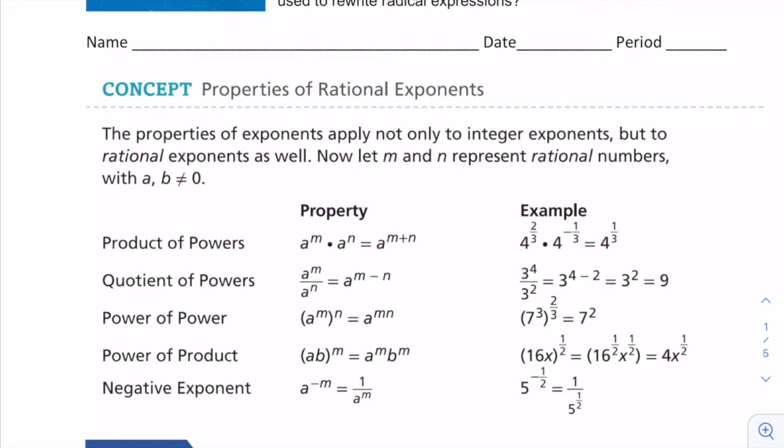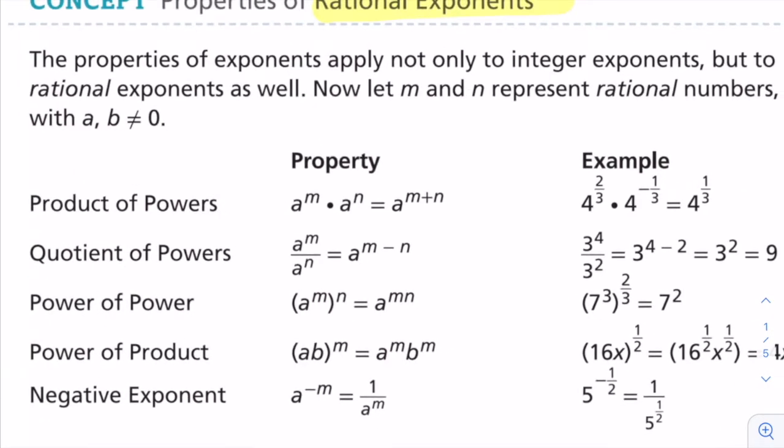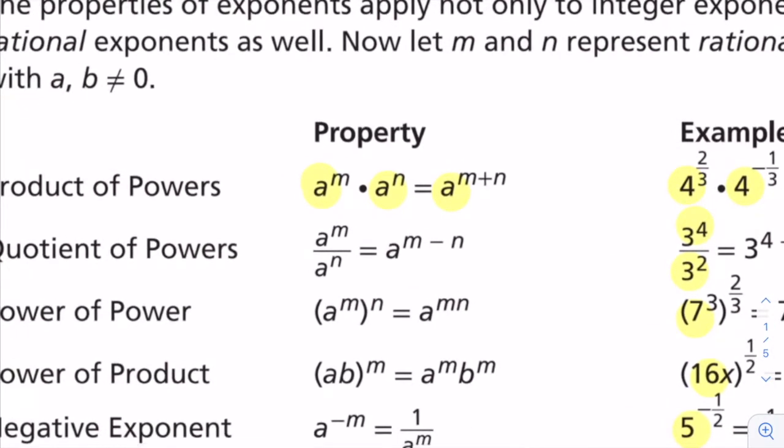So whenever we're completing operations with rational exponents, the very first thing you need to do is make sure that the exponent has the same base. So here we have base a, right? You can see a is all over here. You can see base 4. And then over here we have base 3. You can see that those bases are the same. When we multiply powers, we're actually going to add these exponents.